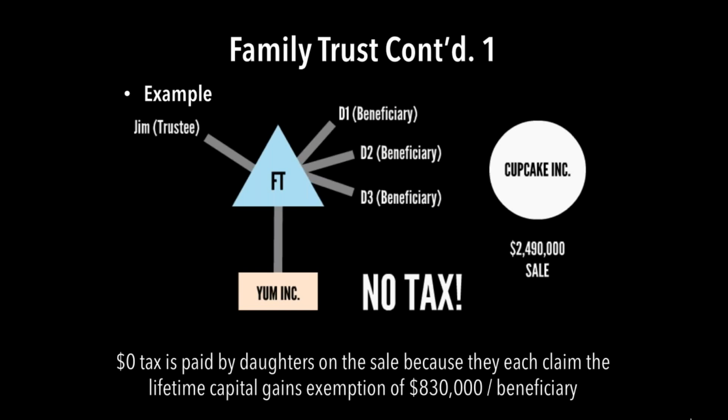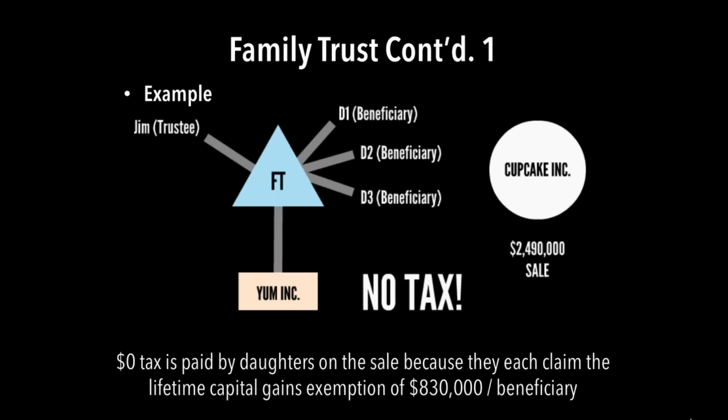In this example, there's a family trust that is the sole shareholder of Yum Inc. Sounds good. Jim is the trustee. He runs the business. And he has three lovely adult daughters, daughter one, daughter two, and daughter three, who are beneficiaries of the trust. Jim receives an offer to sell Yum Inc. for $2,490,000. He can't refuse it.